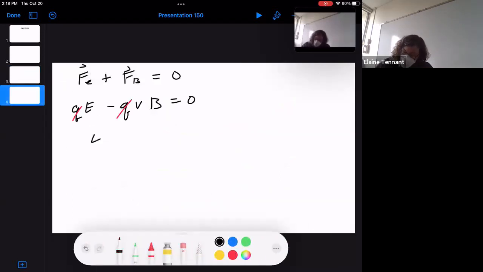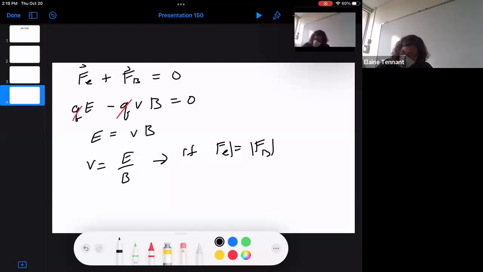And so, yeah, they would be pointing in different directions, but they'd still be pointing in opposite directions. And since this is a velocity selector, what we're really solving for is this V, where you notice if the electric force is equal to the magnetic force, then our speed is going to equal the electric field divided by the magnetic field.